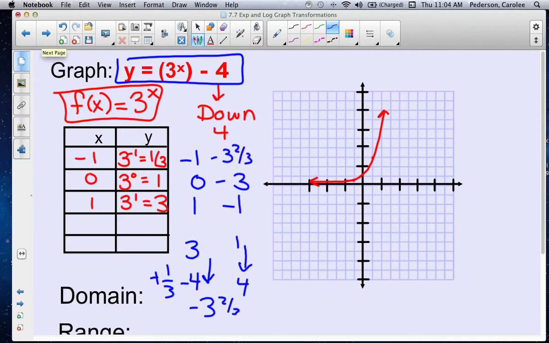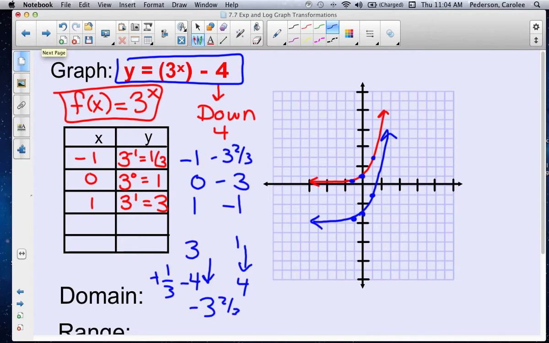Or you can pick up these ordered pairs and shift them down. So this ordered pair, shifting 4 down, would be 1, 2, 3, 4. This ordered pair, down 4 units, 1, 2, 3, 4. And then this ordered pair, 1, 2, 3, 4. And now there is my exponential function with its shift down 4 units.